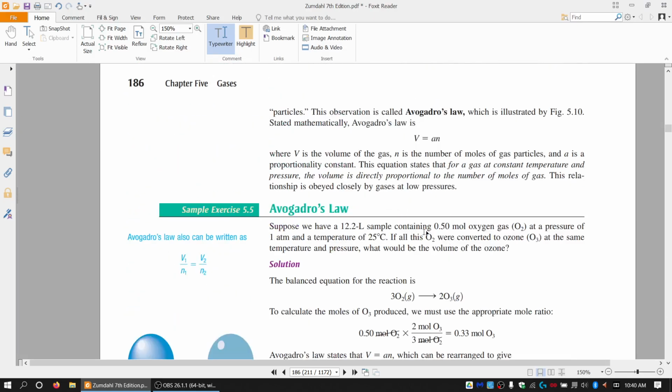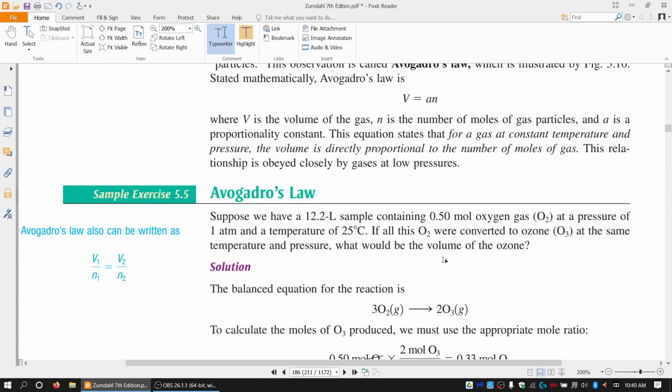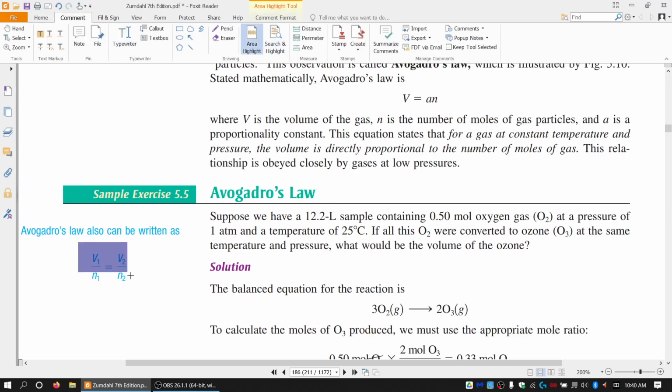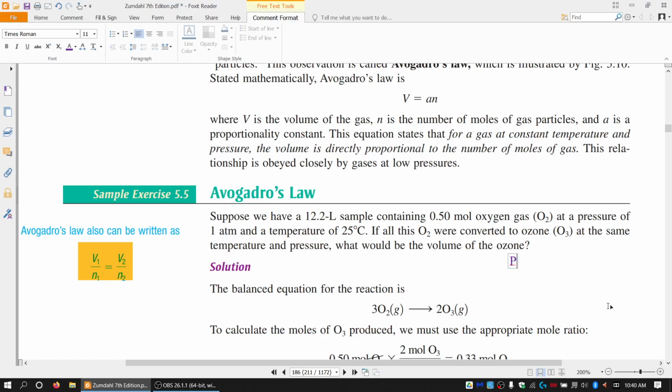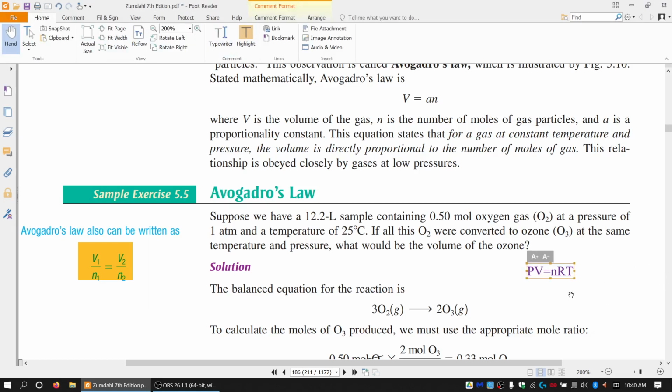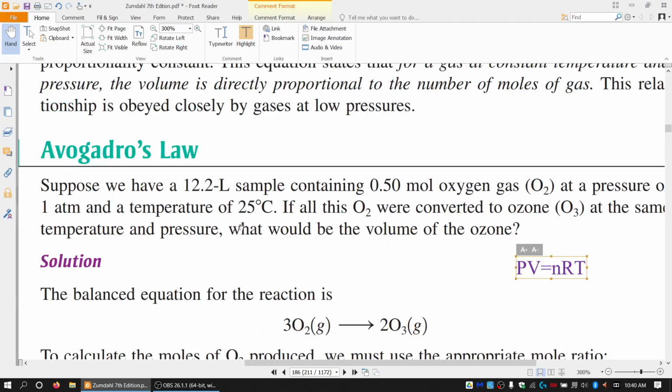So here is Avogadro's law, and I could do this problem with it. But what I could do instead is just set it up like PV is equal to nRT, so use my universal gas law. And then I analyze this and say, okay, what is changing and what's being held constant? So I'm going from 12.2 liters.